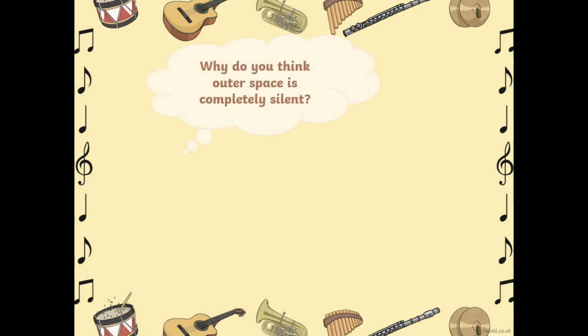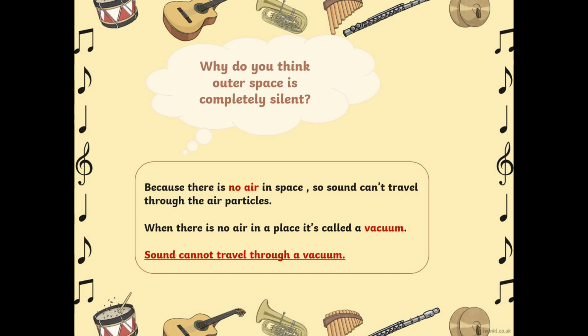Now let's think about this question. Why do you think outer space is completely silent? Now we know there is no air in space, and we already know that sound travels through material. We can only hear sound because it travels through material. In our case, it travels through air. Since outer space doesn't have any air, sound cannot travel. And when a place doesn't have any air, it's called a vacuum. So sound cannot travel through a vacuum. That's why outer space is completely silent.